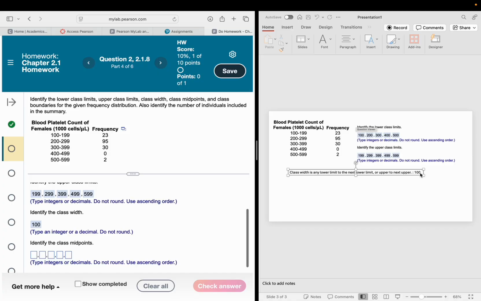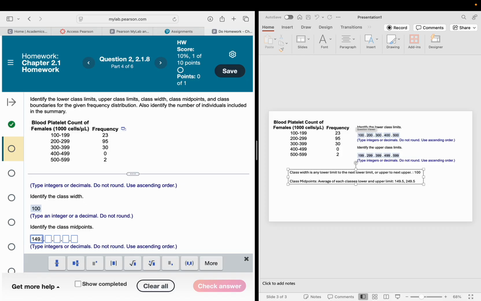All right, the class midpoints. This is a little bit interesting. The class midpoints are the average of each class's lower and upper limit. All right, so we can start off that by saying the first one would be 149.5, then we would have 249.5, etc., and then I'll answer that here.